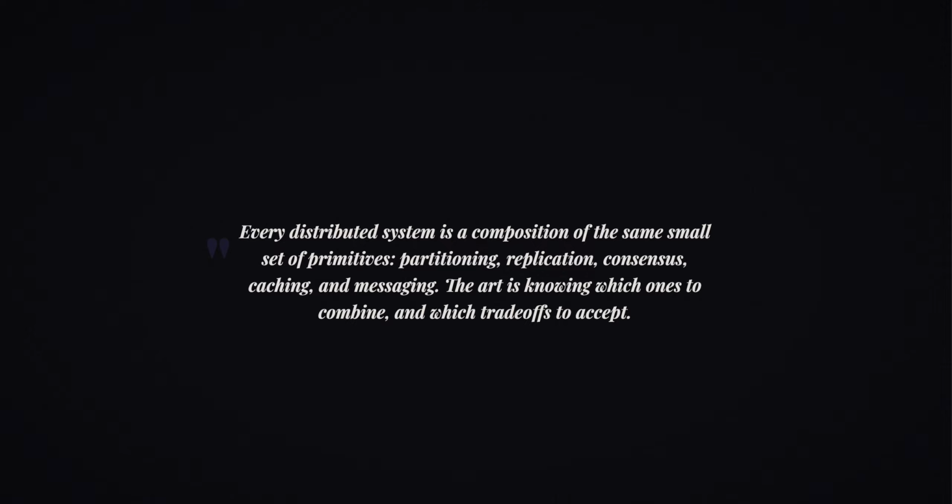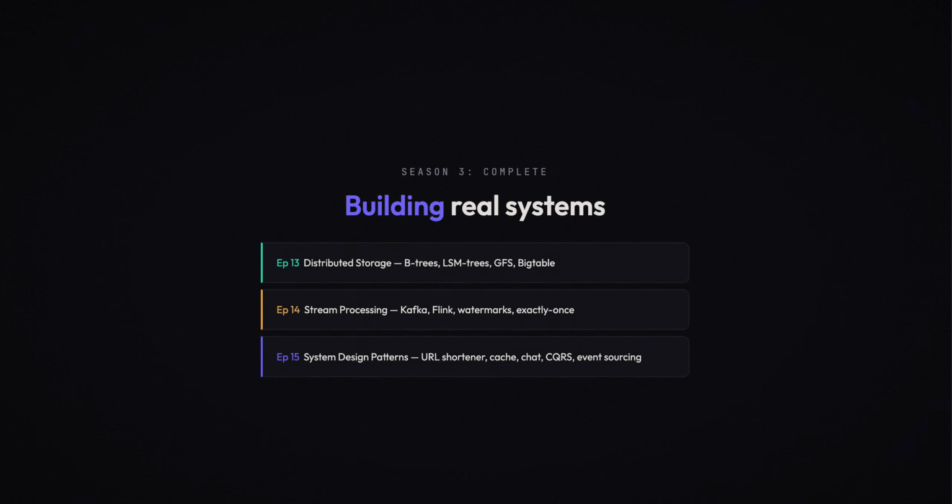A URL shortener composes hash partitioning, leader-follower replication, cache aside, and event streaming. A chat system composes WebSockets, Kafka partitioning, Cassandra storage, and gossip-based presence. Different combinations, same building blocks. This is how all distributed systems are built.